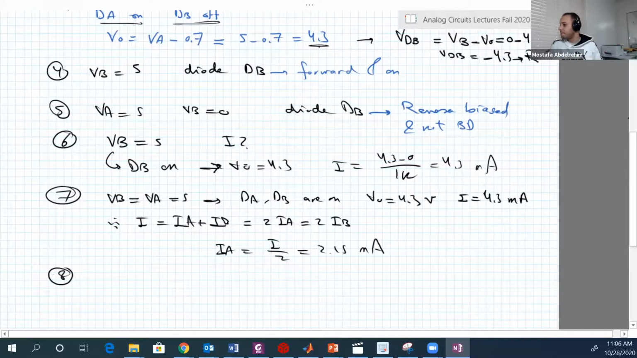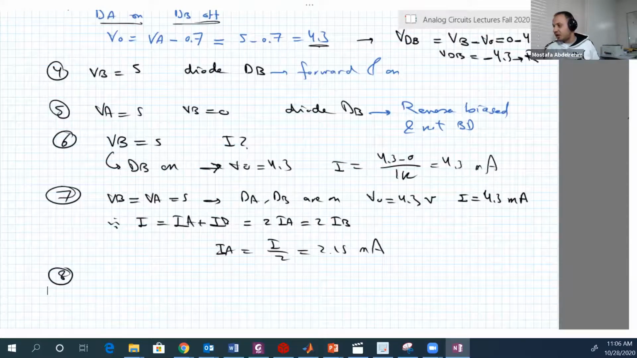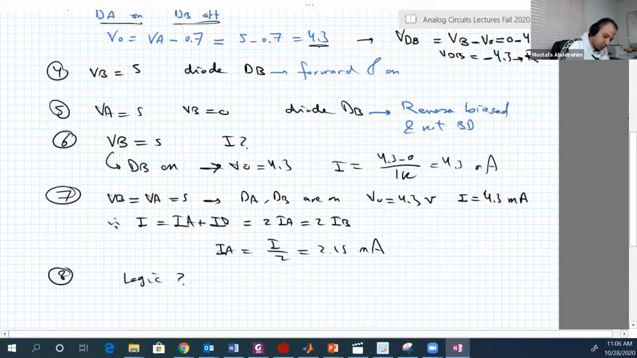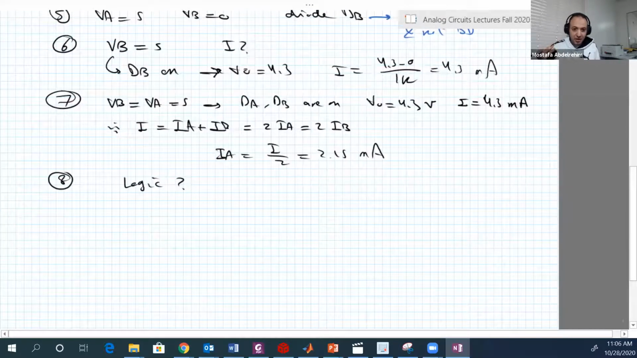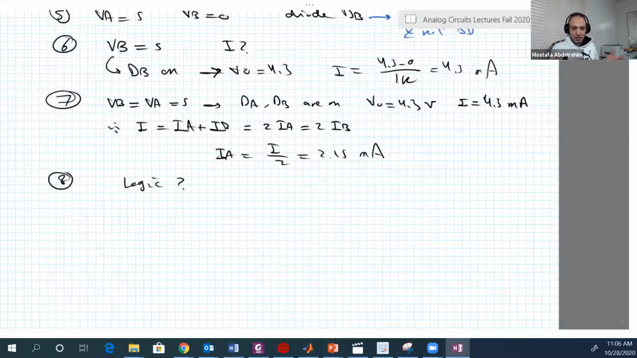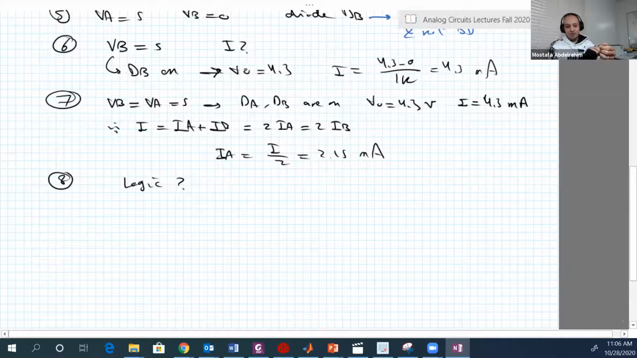Number 8. Which logic does this circuit represent? So the logic. Yesterday's quiz was the AND gate. So I told you in the lecture I will ask something in the homework, then the quiz will be the second one. So without solving the question, the homework was AND, so this should be OR. But we can do it.